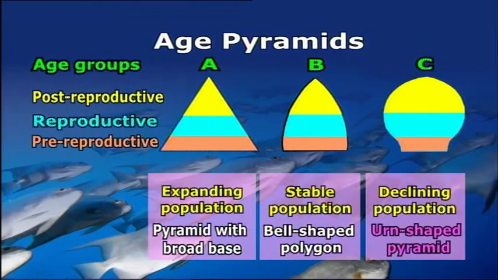C shows an urn-shaped pyramid. It indicates a low percentage of young individuals. If the birth rate is drastically reduced, the pre-reproductive group dwindles in proportion to the other two groups and it results in an urn-shaped pyramid, which indicates that population is dying off.